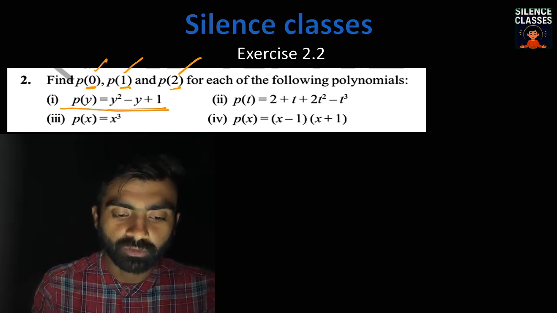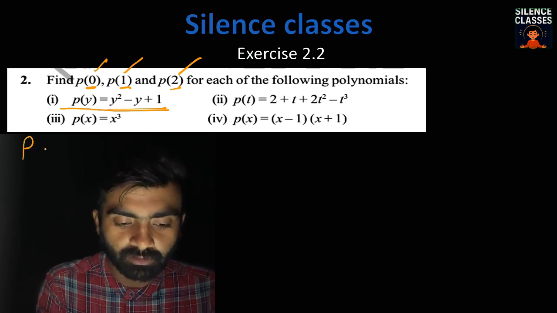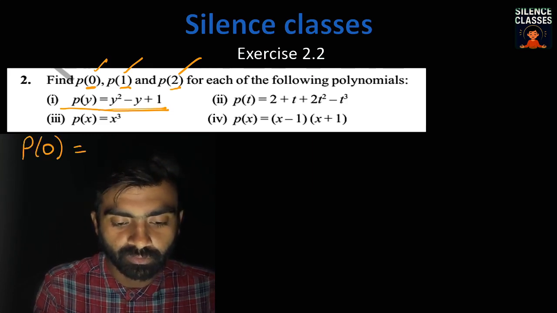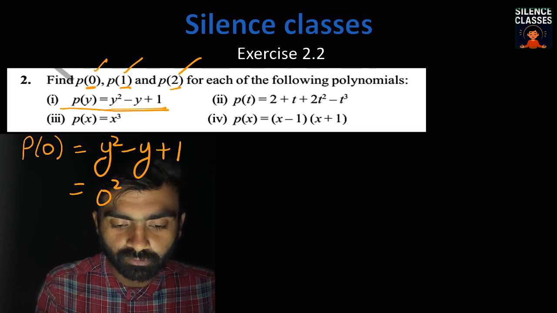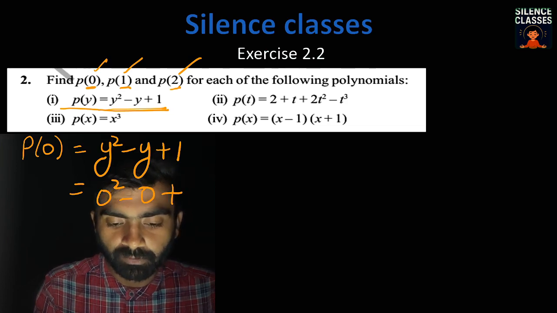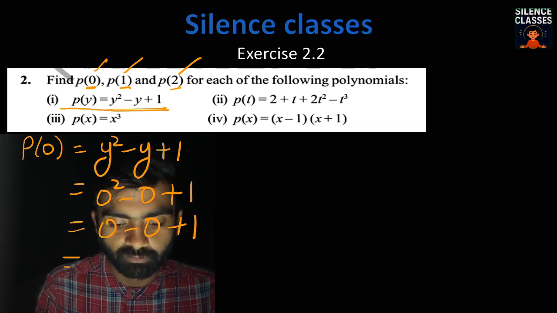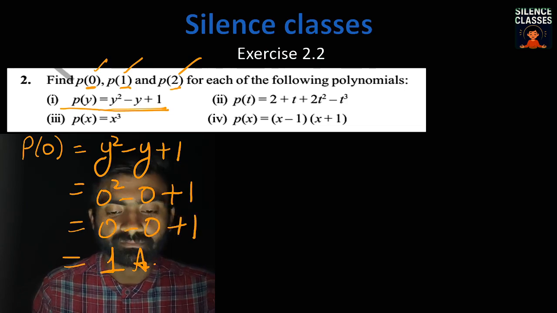First of all, the first polynomial which is given to us is p of y, which means in the place of y we are putting 0. First of all we have to write y square minus y plus 1: 0 square minus 0 plus 1. So we got 0 square as 0, minus 0 plus 1. So we will get 1 as the answer.